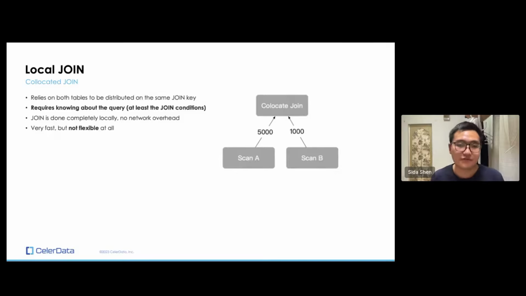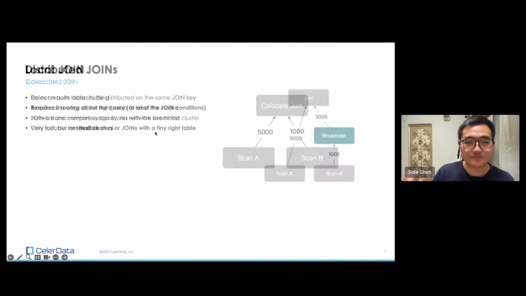First, let's look at local join. First is collocated join. This kind of join doesn't send data, so it relies on both tables being distributed on the same join key. So if you want to use collocated join, you need to know about the query, at least the join condition, beforehand. The join is done completely locally, so there's no network overhead. It's very fast, but it's not flexible at all, because you need prior knowledge of the query before actually ingesting the data. And this does not require any data shuffling.